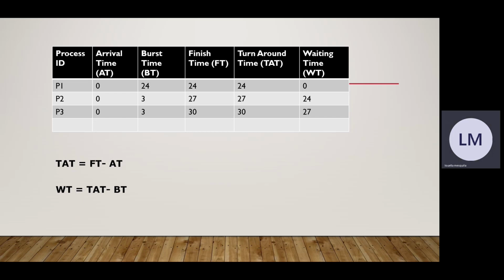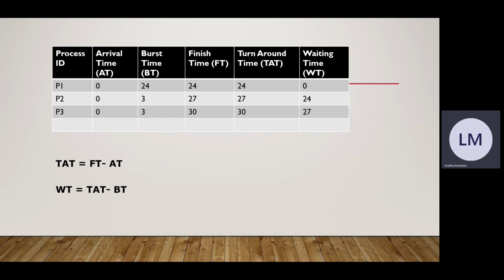So the turnaround time for process P1 is finish time, that is 24, minus arrival time, that is 0, which is equal to 24. Turnaround time for P2 is 27 minus 0, which is 27. And turnaround time for P3 is 30 minus 0, which is 30. The average of 24, 27, and 30 is 27 time units. So the average turnaround time is 27 time units.